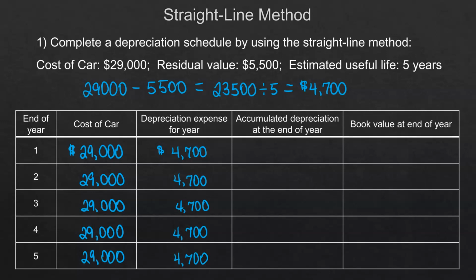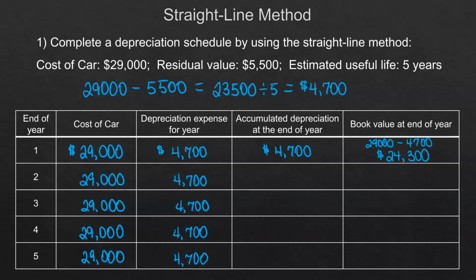Now, the accumulated depreciation is going to be 4,700 plus 4,700 and so on. So all the way down, we're just going to keep adding another 4,700. Now, as we go, let's go ahead and depreciate from the book value. So this first one is going to be 29,000 minus 4,700. And so in this column, we'll have 24,300. And then we're going to keep just subtracting all the way down.